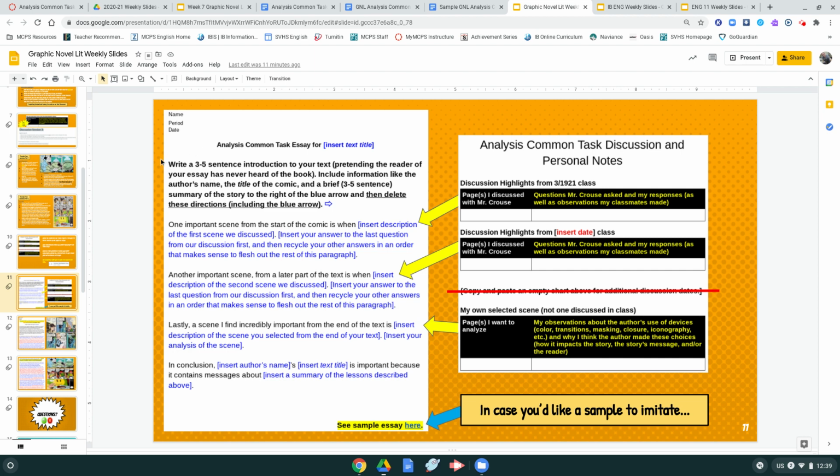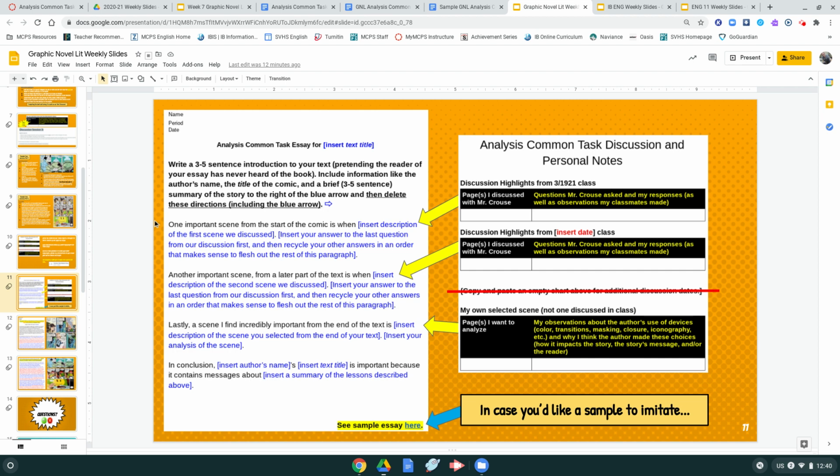It says, write a 3 to 5 sentence introduction to your text, pretending that the reader of your essay has never heard of it. Include information like the author's name, the title of the comic, and a brief 3 to 5 sentence summary of the story to the right of the blue arrow, and then delete these directions, including the blue arrow. You don't want to leave any of this behind. So you type all that stuff here on the right and then delete the directions.